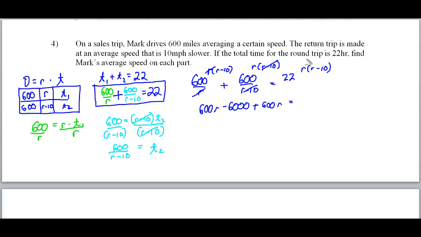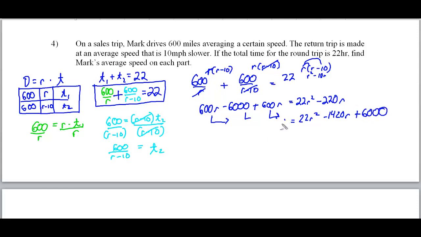This leaves me with 600r is equal to 22 times r squared minus 10r. Distributing, 22 times r squared is 22r squared, and then I multiply the 22 by the negative 10r, and this is negative 220r. Now I'm going to move all of my terms over to this side. So if I subtract the 1,200r from the 220r, I get negative 1,420r. If I add the 6,000 to both sides, this gives me plus 6,000.